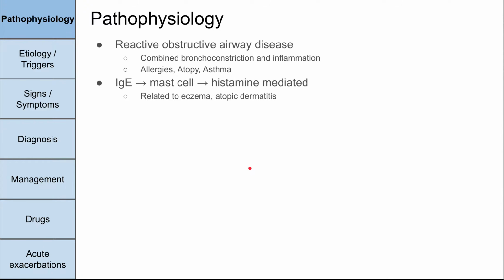So first, pathophysiology of asthma. Asthma is a reactive obstructive airway disease. There's a combined effect here. There's both bronchoconstriction and inflammation. And you often see asthma with a couple other A's. So you see asthma, atopy, and allergies all together. So this might be a little kid that has eczema or contact dermatitis. They might also have asthma. So those are all IgE mediated conditions, and they often come together.